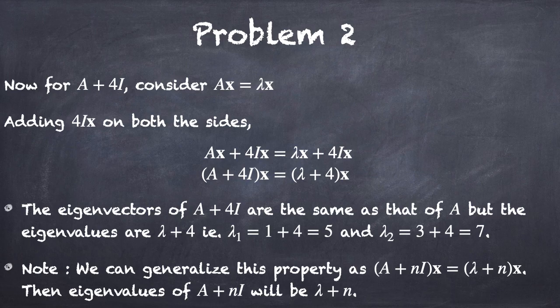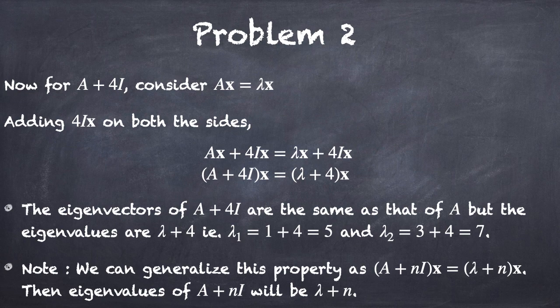Now for the next part, we have A plus 4 times I, and we need to find the eigenvalues and eigenvectors for this matrix. This time, we add 4 times the identity matrix times the vector x on both sides. On the left hand side, we factor out x, leaving A plus 4 times I. Remember, we cannot get rid of the I because A is a matrix and 4 is just a scalar. We cannot add a matrix and a scalar. If we want to add something, there should be two matrices with the same dimensions. That's why we keep the I, so it's A plus 4 times I.